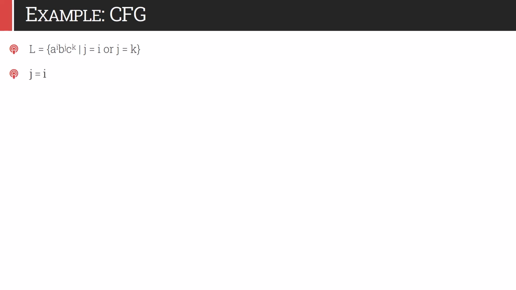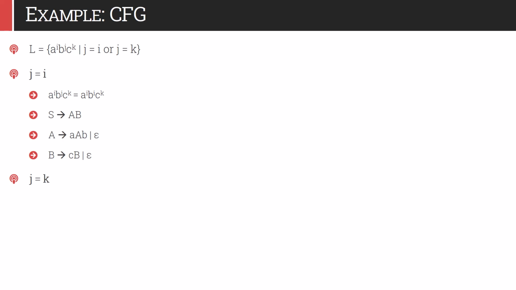So consider the first case, j is equal to i. So a power i, b power j, c power k, we can write it as a power i, b power i, because j and i are the same. So this we can break into two halves. S gives AB. Using A, we will derive a power i, b power i. We already know how to do it. And using capital B, we will derive c power k. That is, B gives cB or epsilon.